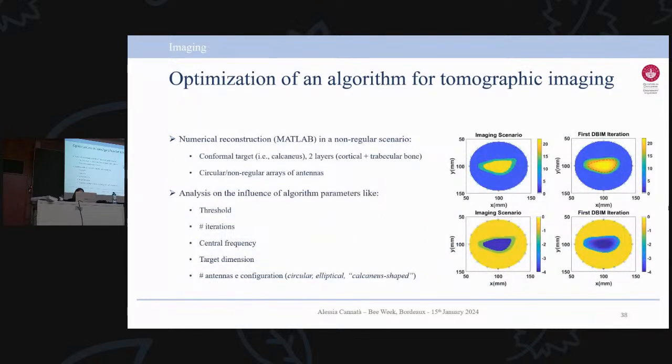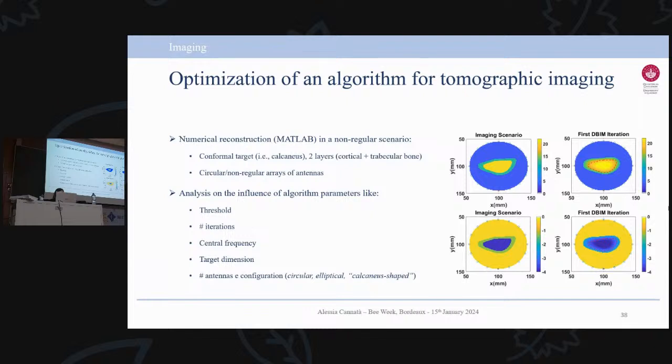Okay. So, at first, I carried out numerical investigations on numerical phantoms. In this case, the phantoms were not created physically, they were numeric, so they were matrices in MATLAB. Here we have a section of the heel. And it is two layered. So we have the outside layer, which is the cortical bone, and the inner layer, which is the trabecular bone. I tested this phantom in two different antenna configurations. So this one, which is circular, and this one, which is conformal.